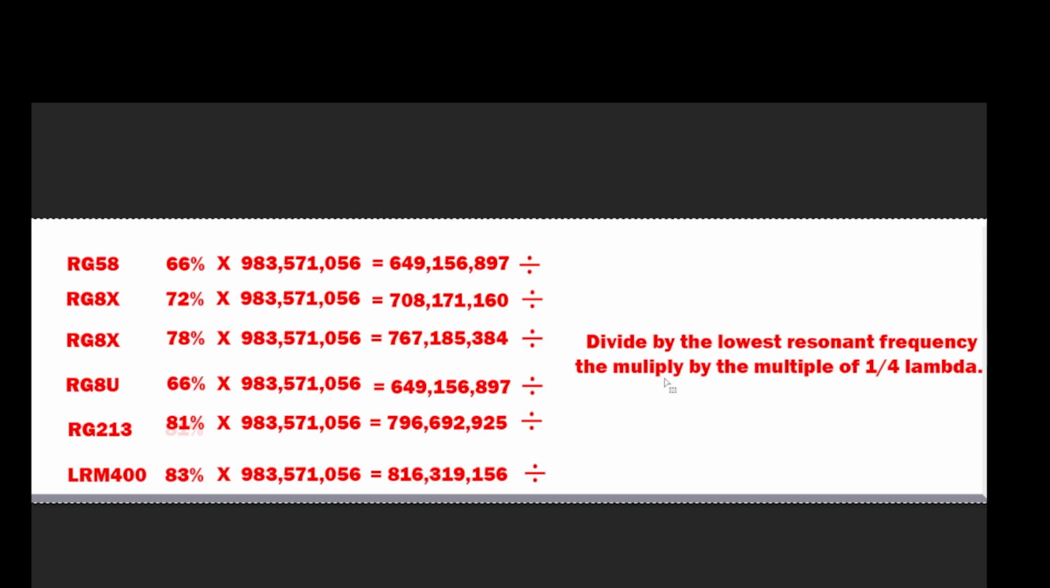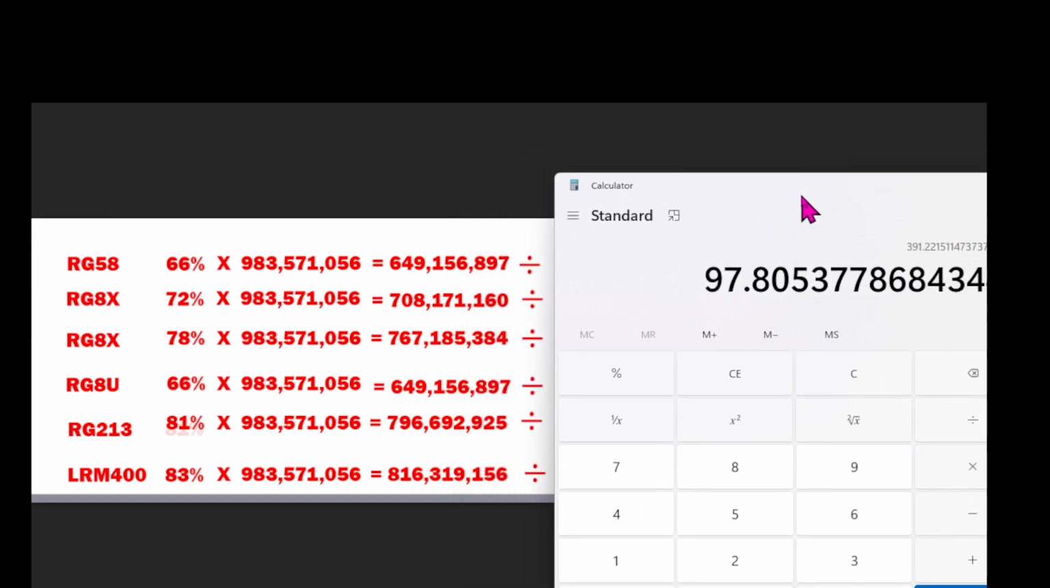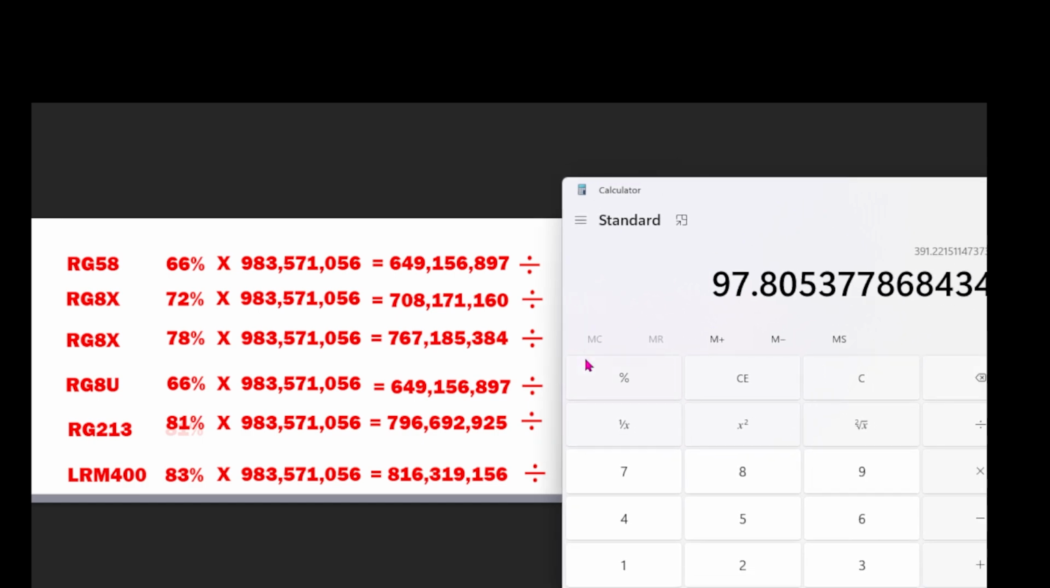Okay, so before we get too upset with that math, I've done some of it already. So like RG58, the velocity factor is 66 times 983 million equals 649 million, divided by... Now we've got to come up with that lowest resonant frequency. So let's do RG8X. I believe the velocity factor is 78. I'm going to bring up a calculator and let's see if we can make this work. So we've got 767 million. Now we've got to find the lowest resonant frequency.